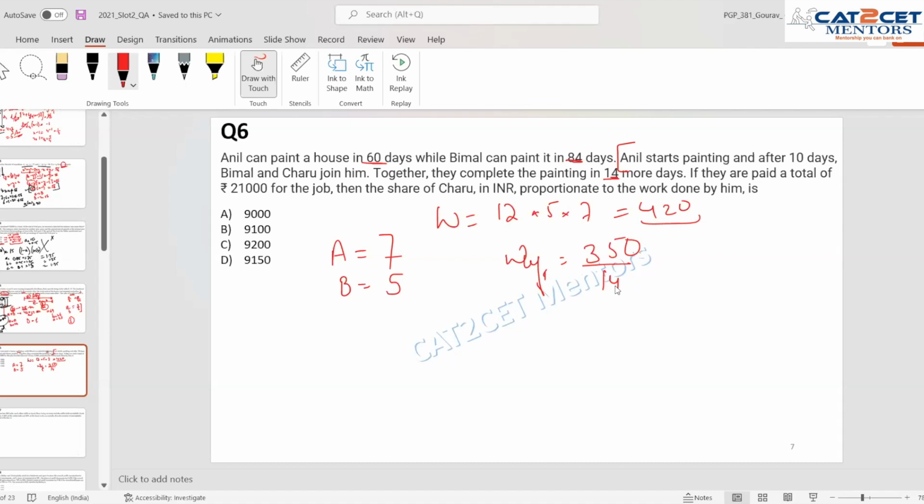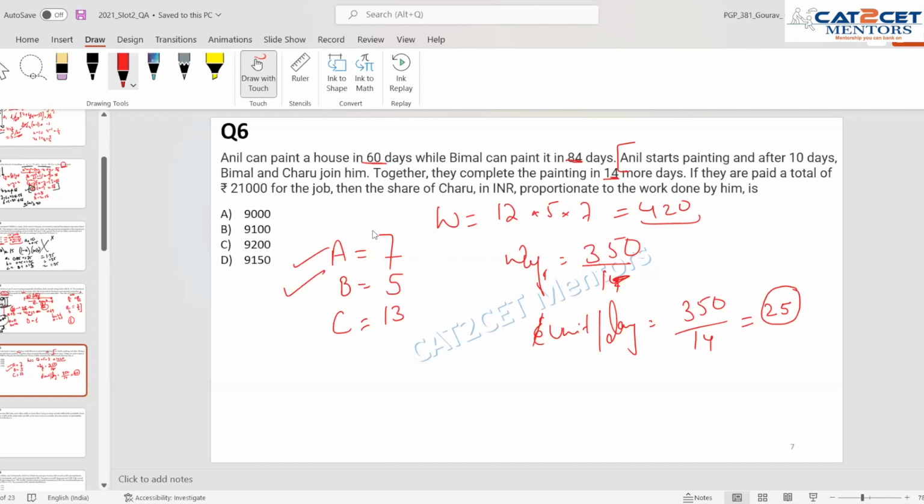So to find the work per day, this equals 350 divided by 14, that comes out to be 25. That means in a single day Amit, Bimal and Charu are doing 25 units of work, where we know Amit does 7 units of work each day, Bimal does 5 units of work each day. That means Charu will be doing 25 minus 7 minus 5. So Charu will be doing 13 units of work each day.